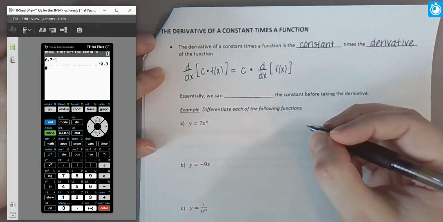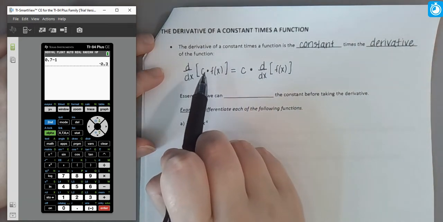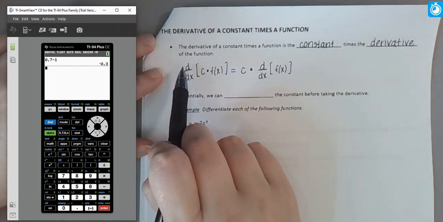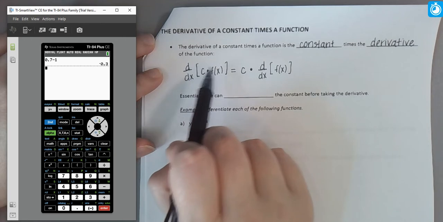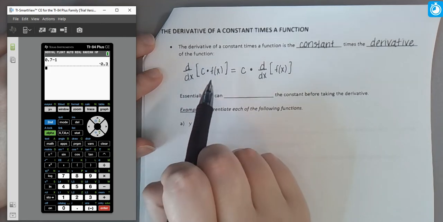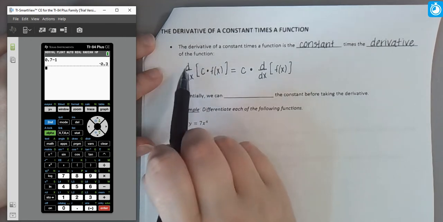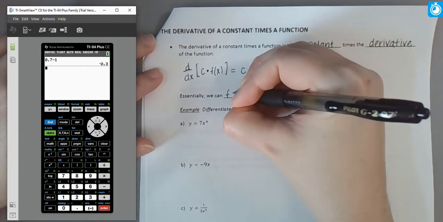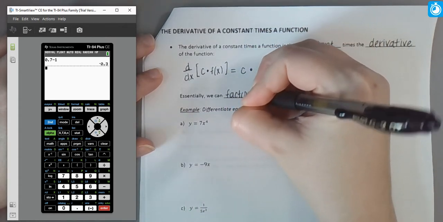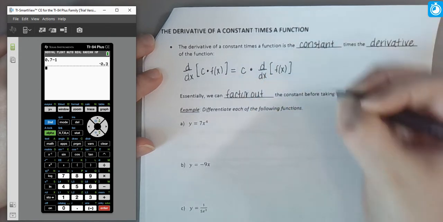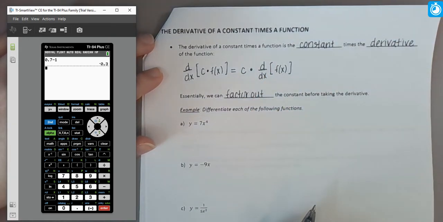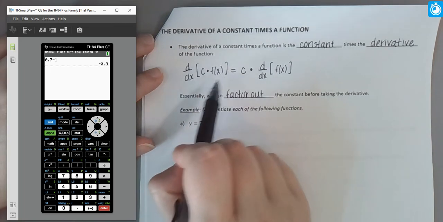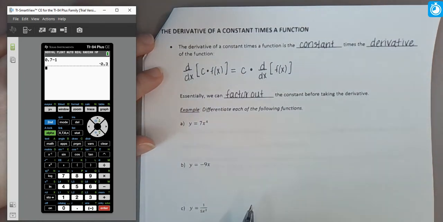So what actually happened here? Well, essentially what happened is the c got pulled out front. This constant that we're multiplying by this function, by whatever its algebraic rule happens to be, it got pulled out front. So essentially what this means is that we can factor out the constant coefficient before we take the derivative of the actual expression that it's multiplied by.